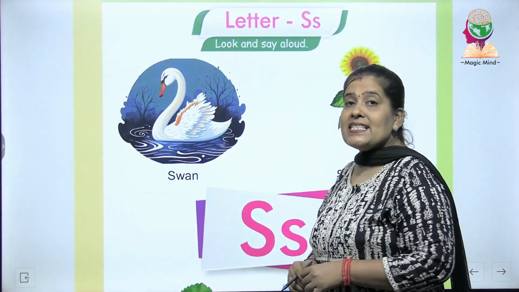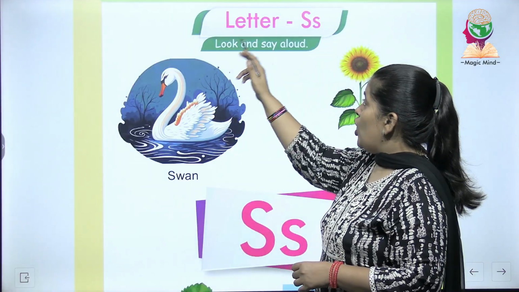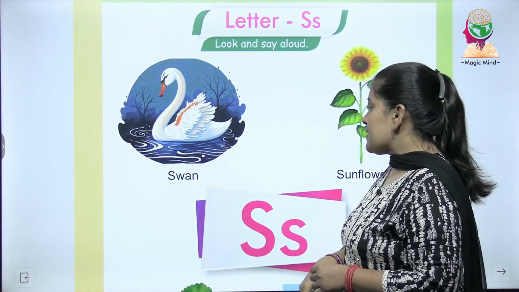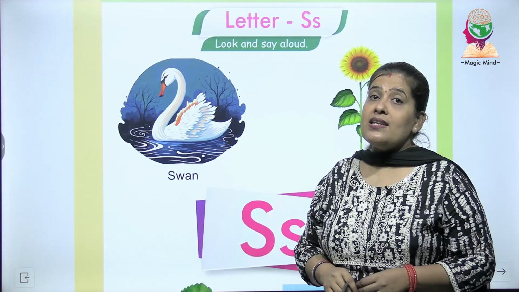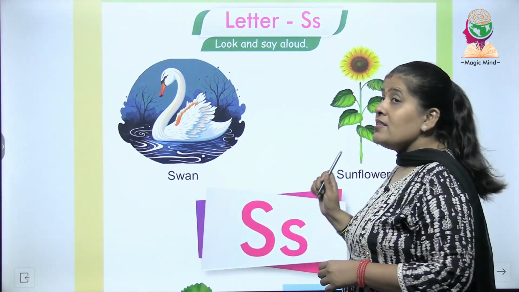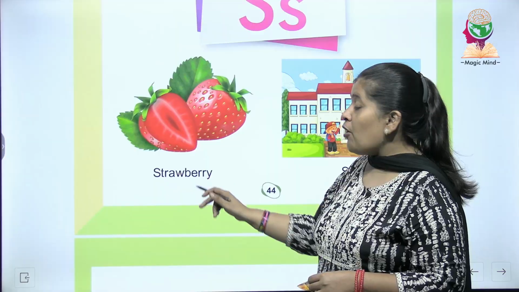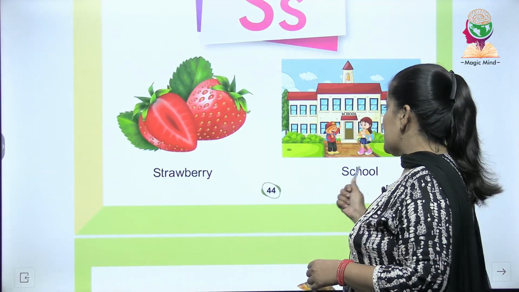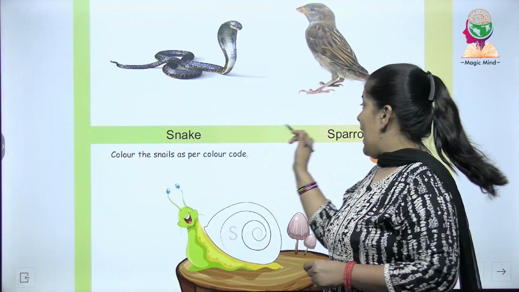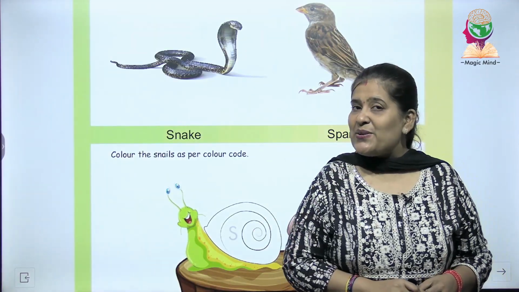Now the next letter is letter S. Look and say aloud. This is capital S and this is small letter s. S for swan, S for sunflower, S for strawberry and S for school, S for snake and S for sparrow.